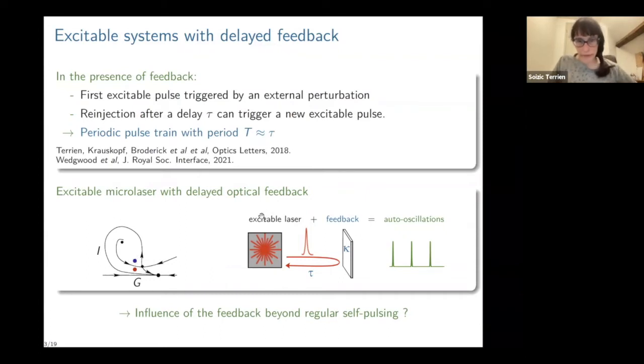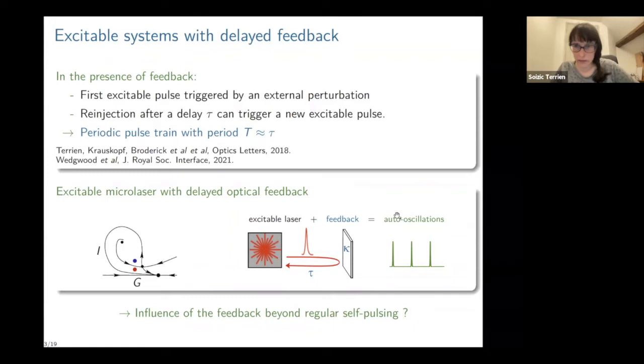We couple this excitable laser with a feedback loop, which is introduced just by an external distant mirror. The delay time is controlled by the distance between the excitable laser and the mirror.